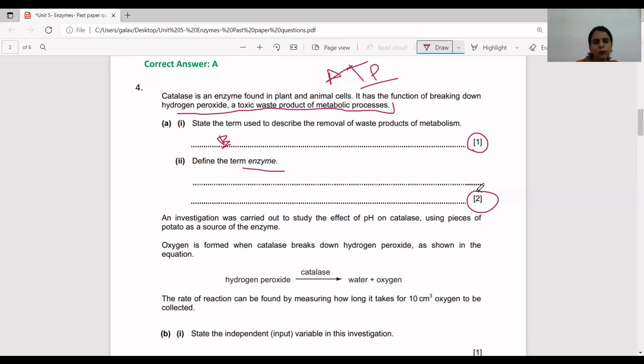And for example, if you don't remember the term biocatalyst, then you can just write that enzymes are made up of proteins, and they help in increasing the rate of a chemical reaction. They are produced by living cells. Any of these points you can write.